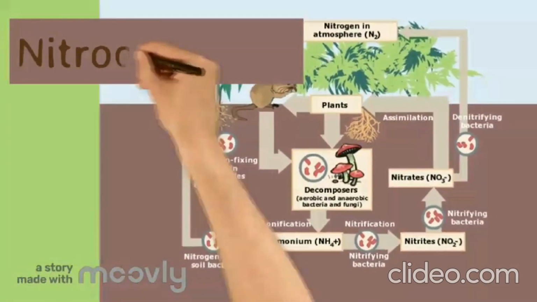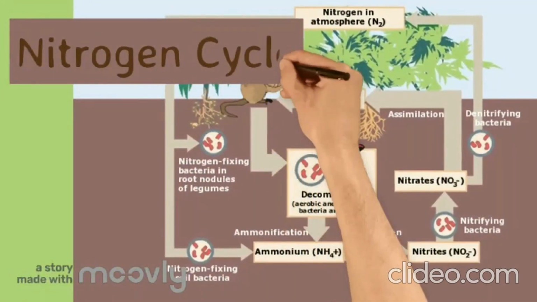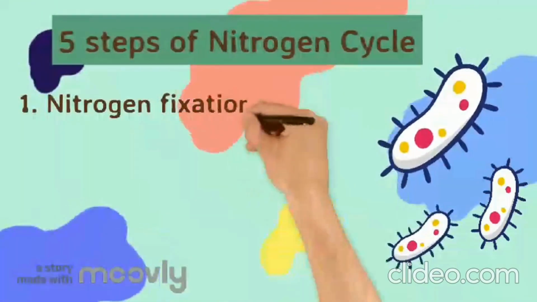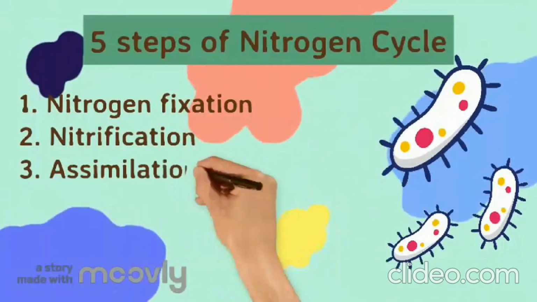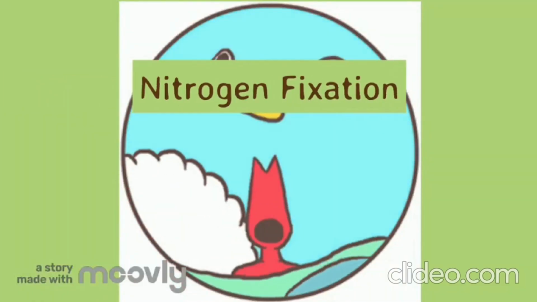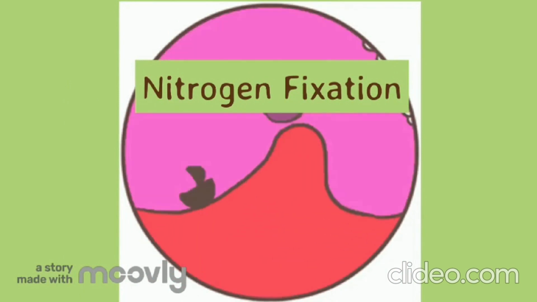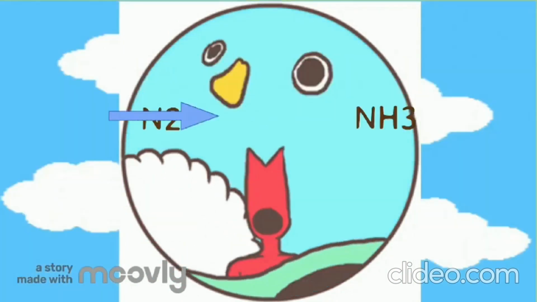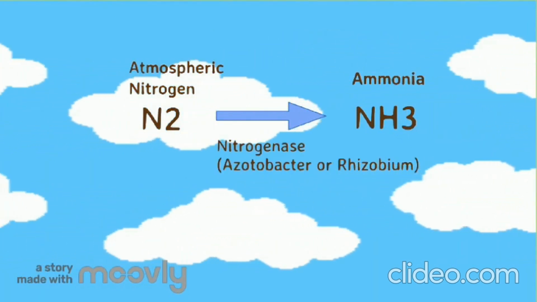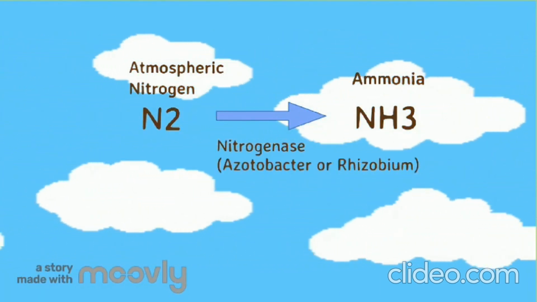In general, the nitrogen cycle has 5 steps, which consist of nitrogen fixation, nitrification, assimilation, ammonification, and also denitrification. Nitrogen fixation is the initial step of the nitrogen cycle. Here, atmospheric nitrogen, which is primarily available in an inert form, is converted into the usable form, which is ammonia.